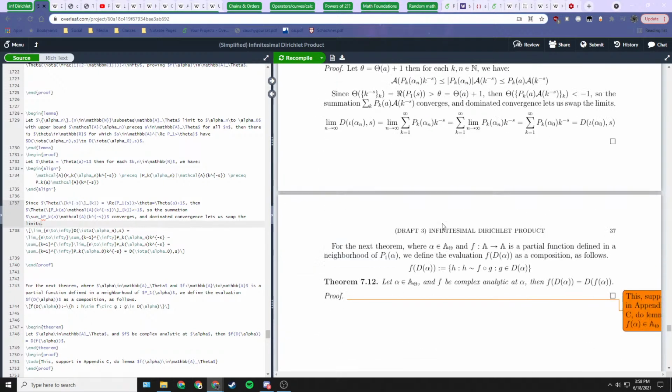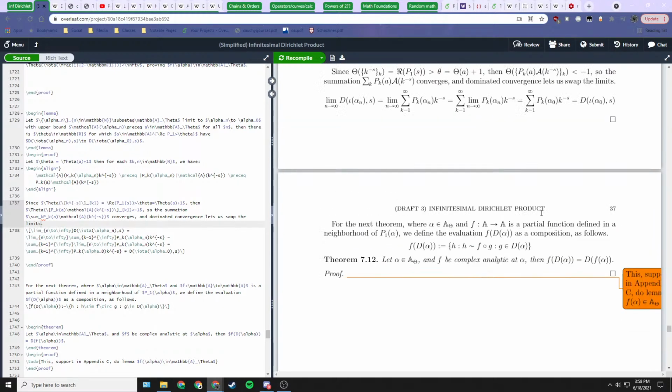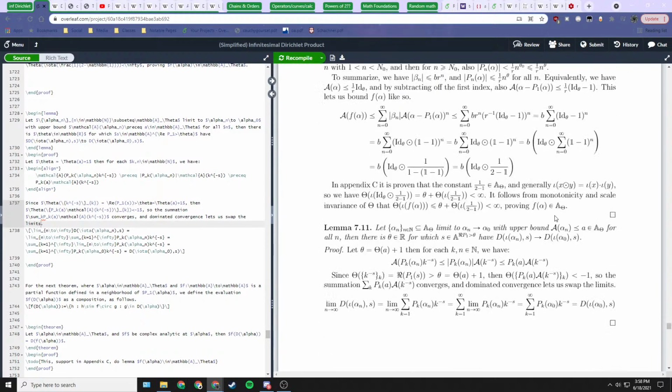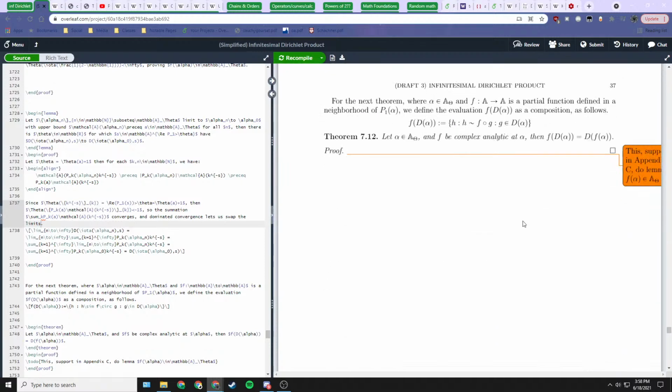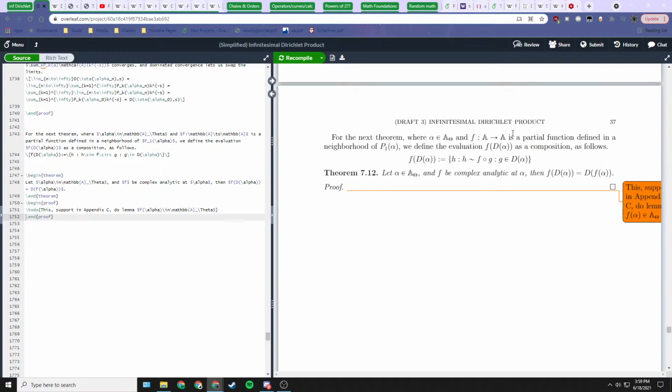Nice. Okay, so I think that's it. So now we can do our last theorem. Actually, that's surprisingly fast. Okay, so we will finish this one off. So let alpha be in a sub theta, and f be complex analytic at alpha, then f d alpha is df alpha.